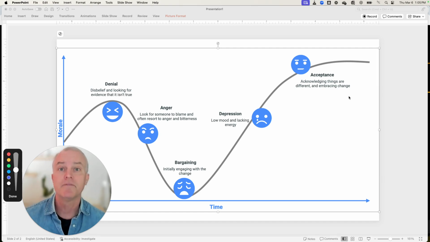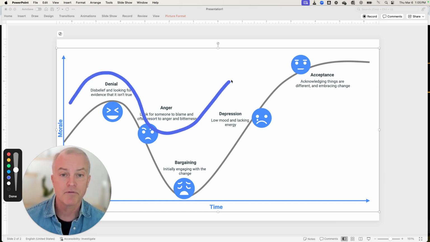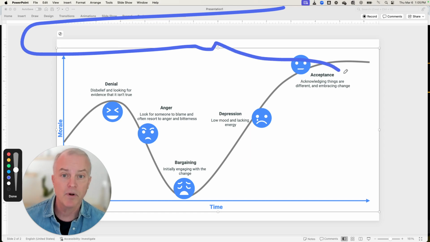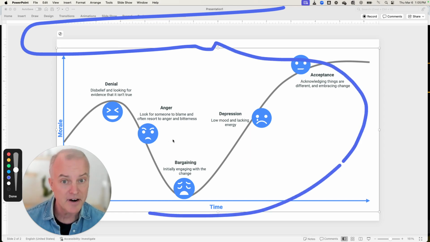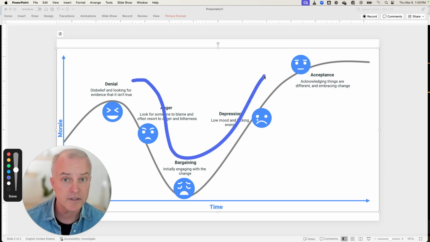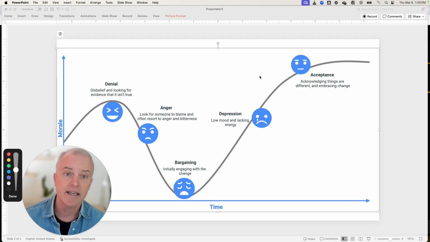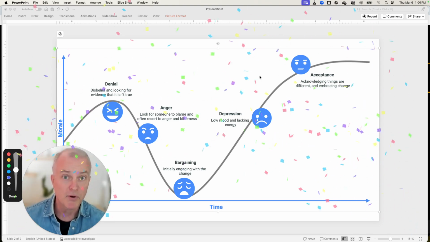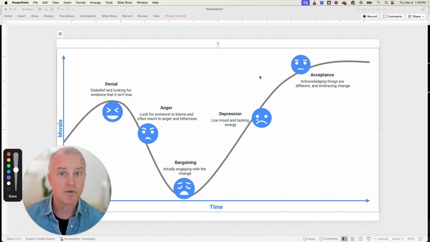So from an individual standpoint, a lot of people go through this curve. From an organizational standpoint, a lot of people will go through this curve together. And your job in change management or human resources or training is to help people move as quickly as possible through this curve and then essentially accept the change and understand how they can be part of it and drive it and how it'll benefit them and the organization. Boom. That is the Kubler-Ross Change Curve.